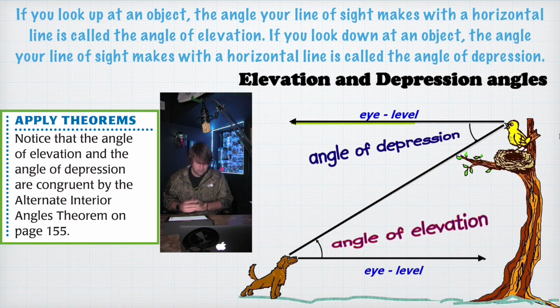Here's a little note. Apply theorems. Notice that the angle of elevation and the angle of depression are congruent by the alternate interior angles theorem, okay? Because these two lines are horizontal, that makes them parallel, and these are alternate interior angles, so they would be congruent. Okay.